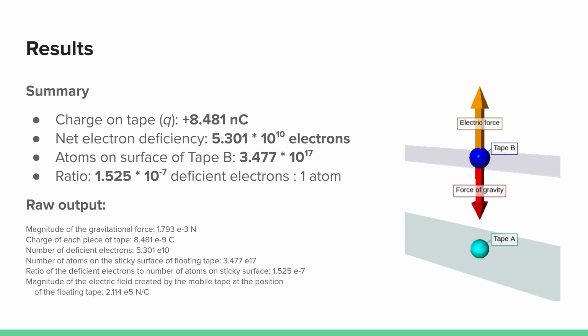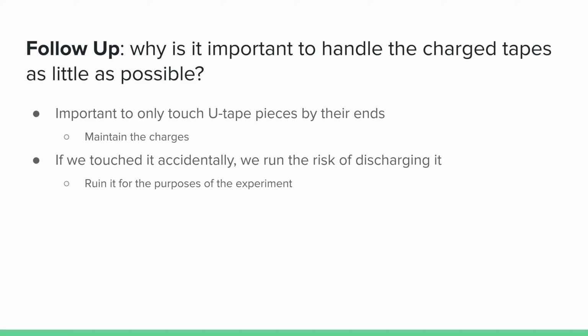So, given this model, I was able to obtain the following results. The charge on each piece of tape using the idealized model was determined to be around 8.5 nanocoulombs, and this represents a net electron deficiency of around 53 billion electrons. By estimating the number of atoms on the sticky side of tape B to be around 347 quadrillion, this means that the tape had an overall electron deficiency ratio of around 1.5 hundred thousandths of a percent of an electron per atom. Now that I've discussed the results I obtained, I'd like to briefly discuss a few follow-up points.